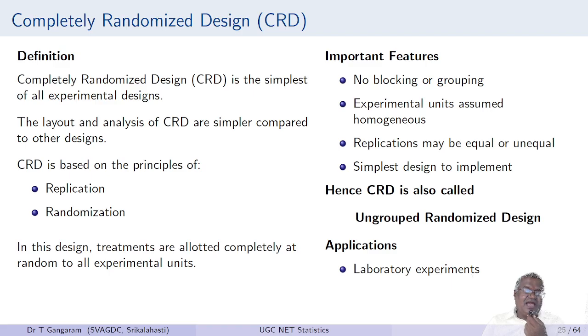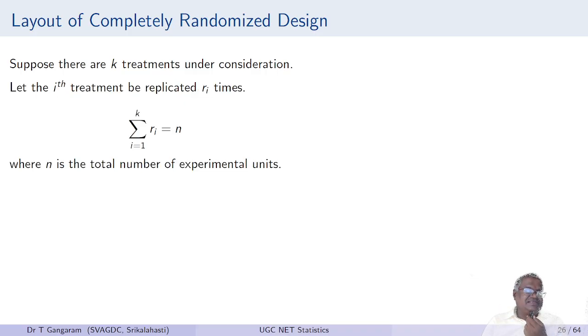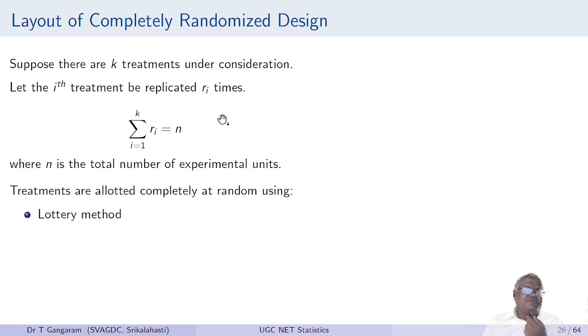As I told you earlier, its applications are limited to laboratory experiments, greenhouse studies and controlled environmental studies, where we can use the completely randomized design. Layout of the completely randomized design: suppose we have k treatments under consideration. Similar to one-way classification, the sum of ri for i equals 1 to k, where ri is the number of replications, must be equal to n, the total number of experimental units.